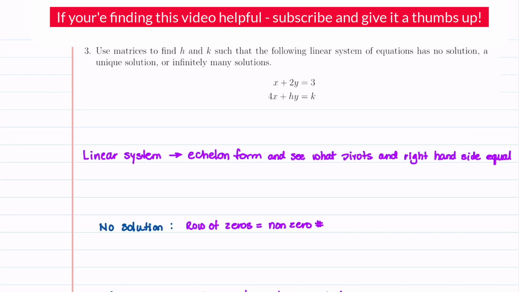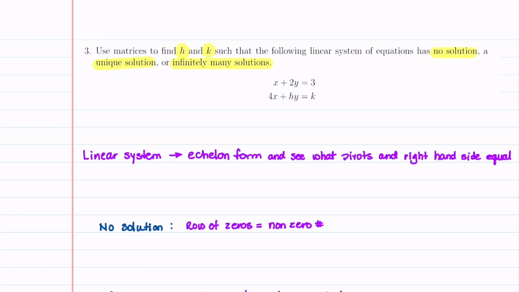In this problem, we're going to use matrices to find H and K such that the following linear system of equations has no solution, a unique solution, or infinitely many solutions. Notice that H and K are located right down here.